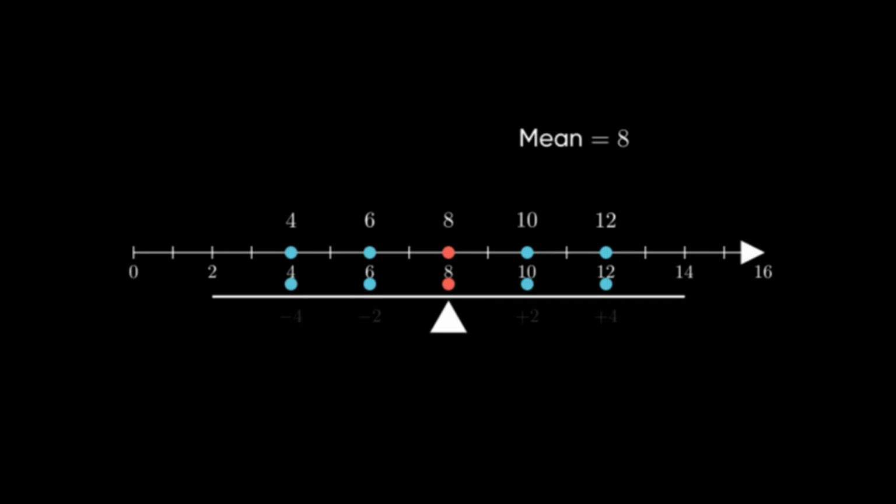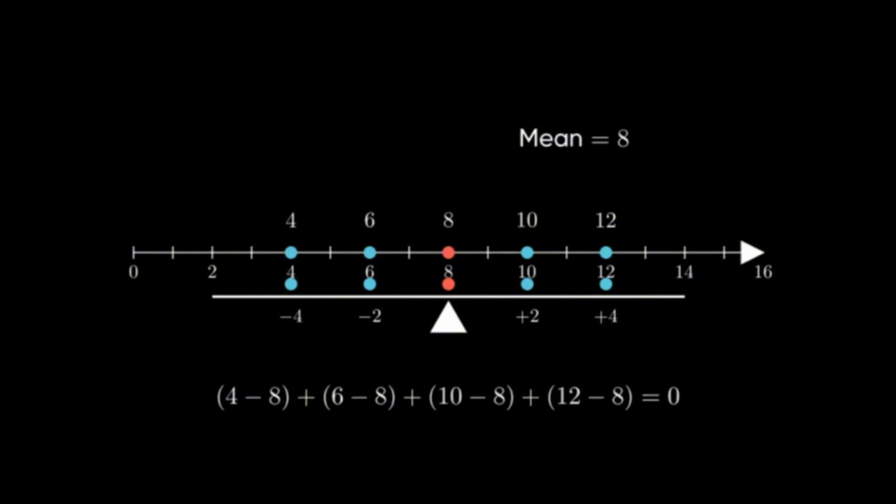The point at 4 is 4 units to the left of our fulcrum, creating a -4 force. The point at 12 is 4 units to the right, creating a +4 force. Similarly, 6 is 2 units to the left with -2 force, and 10 is 2 units to the right with +2 force. What's fascinating is that our data perfectly balances around the mean. The negative forces on the left side exactly cancel out the positive forces on the right side. This isn't a coincidence. It's a fundamental property of the arithmetic mean.